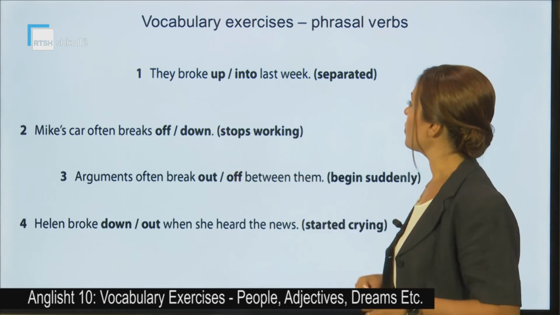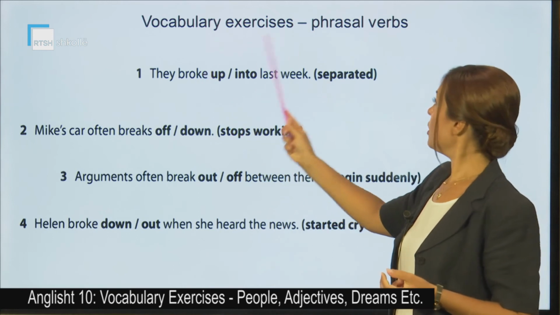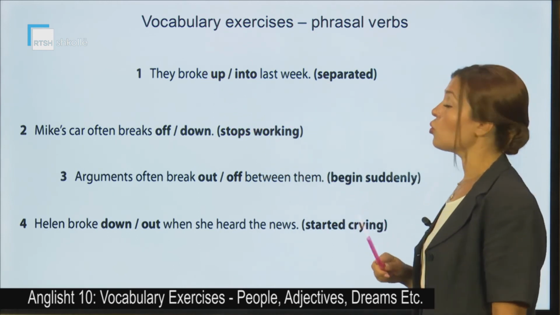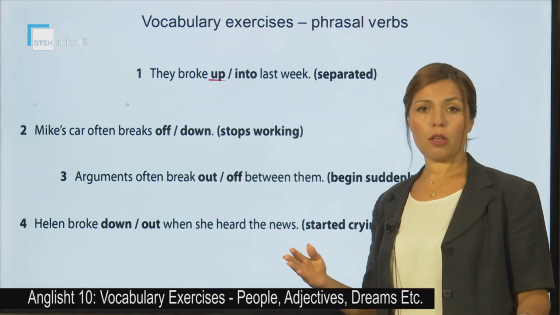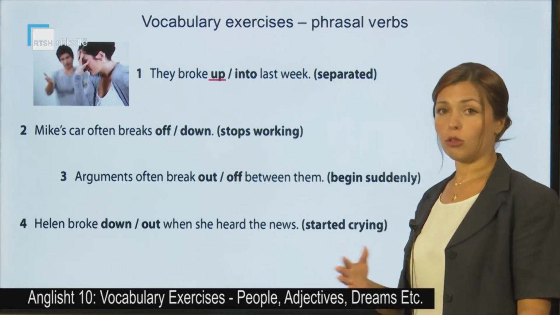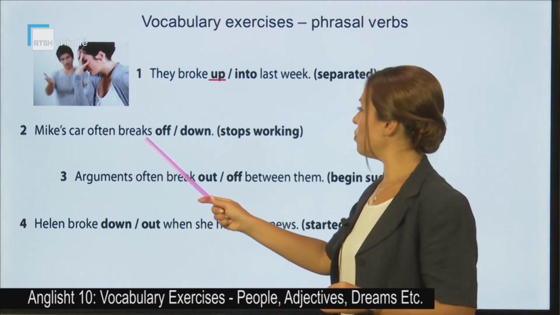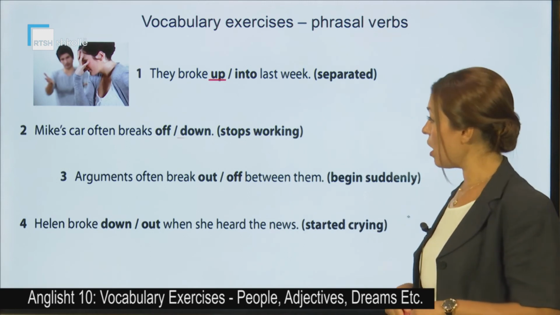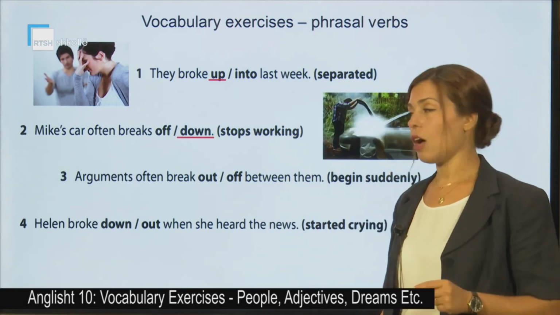Number 1. They broke. We have the verb break put in a phrasal verb. They broke up or they broke into last week. Since they separated, the phrasal verb is they broke up. They're not together anymore. Mike's car often breaks off or breaks down. So when an engine stops working, it breaks down.